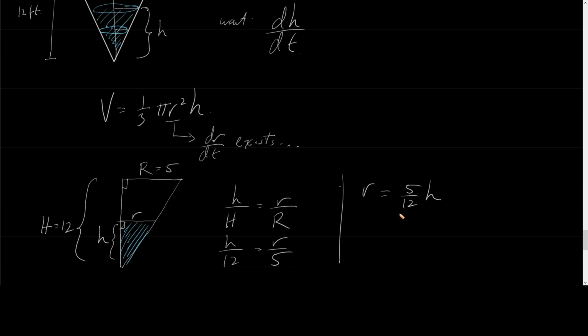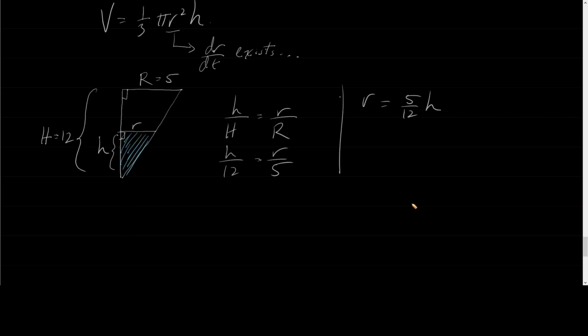So now that we've got that, we can go ahead and work with this formula, because I've got what r is, 5/12 h. So really this formula is 1/3 pi times (5/12 h) squared times h, which is, well, 5 squared is 25, so I end up with 25 pi over 12 squared is 144. I'm going to write this as 3 times 144, and then times h cubed.